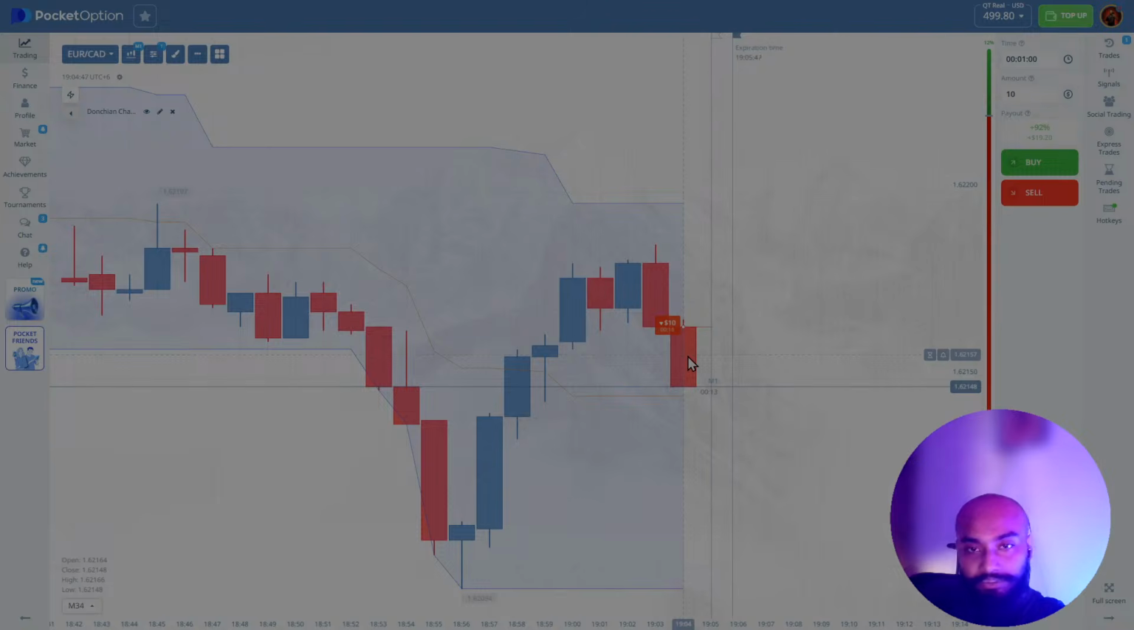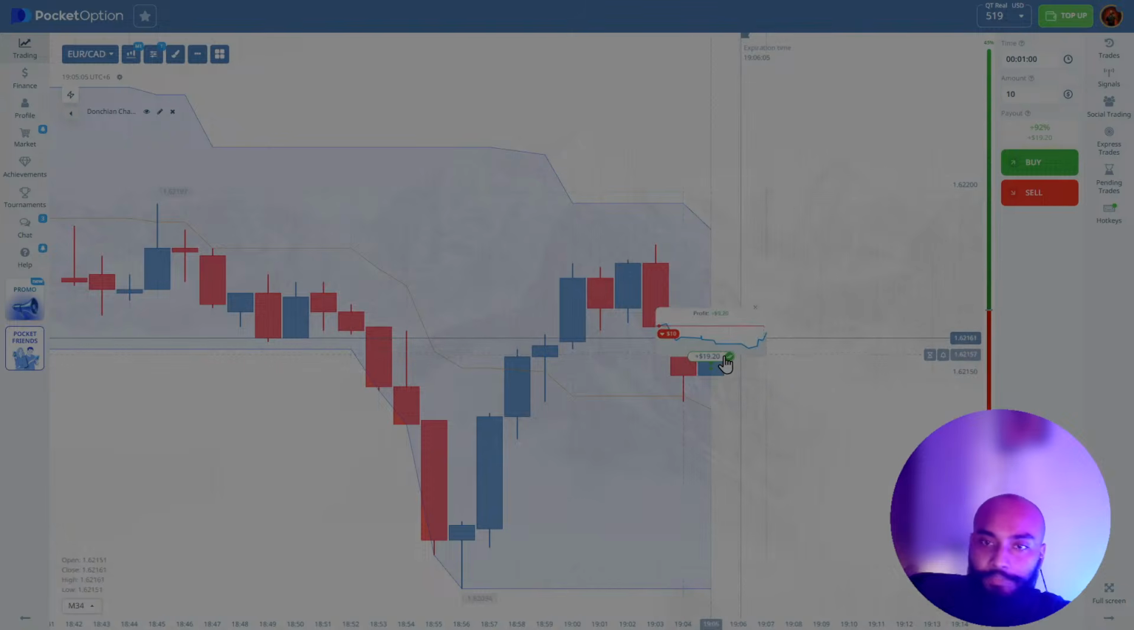Okay, this is Donchian channel. It just suggests the market overbought and oversold position, just like RSI, but it's different, like Bollinger Bands, right? You can see the market with the highest bought and the overbought and oversold, right? So this is like the Donchian channel.